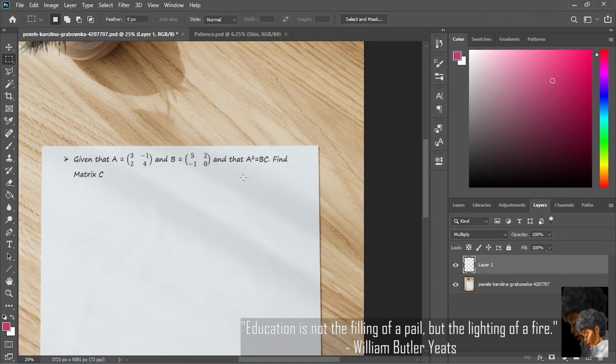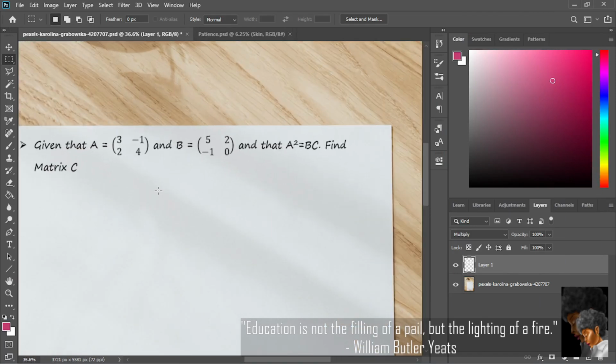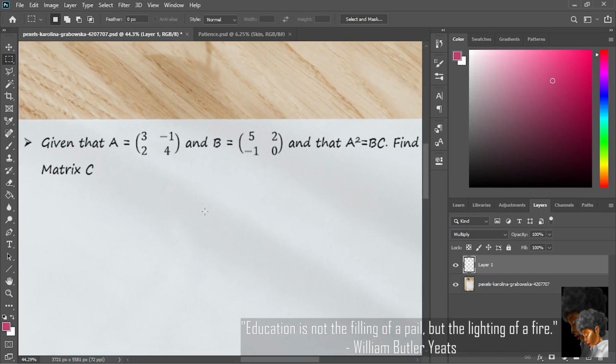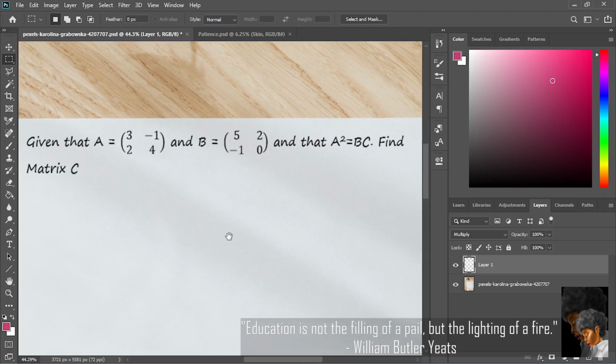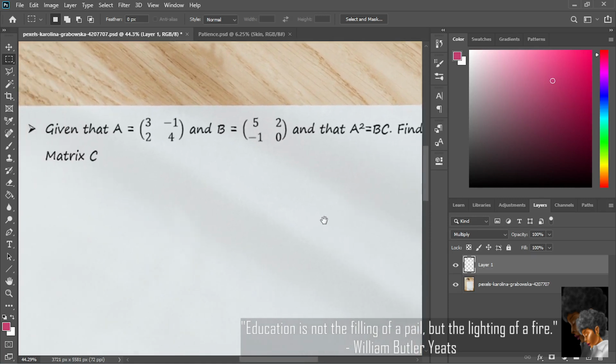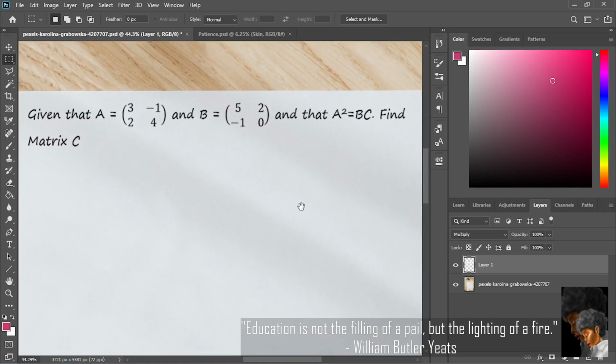So hi, today we are going to look at a question on matrices, and the question reads: given that A is equal to [3, 2; -1, 4] and B is equal to [5, -1; 2, 0], and that A squared is equal to BC, find the matrix C.